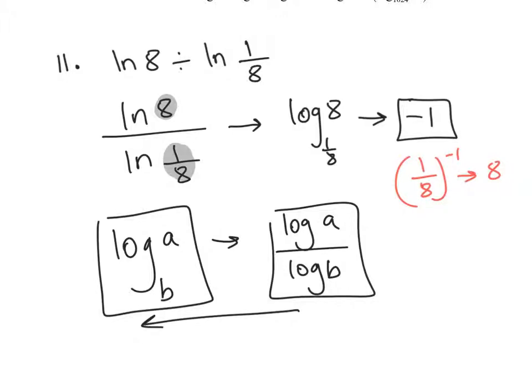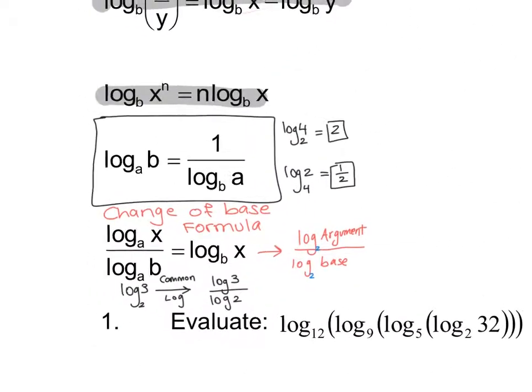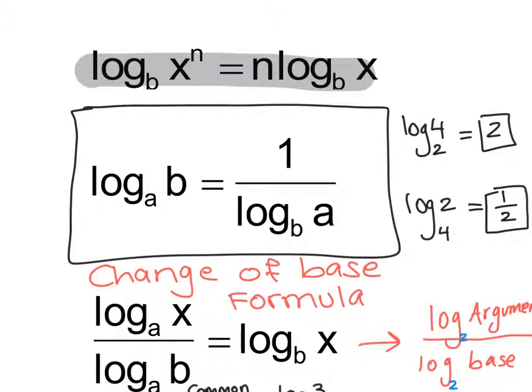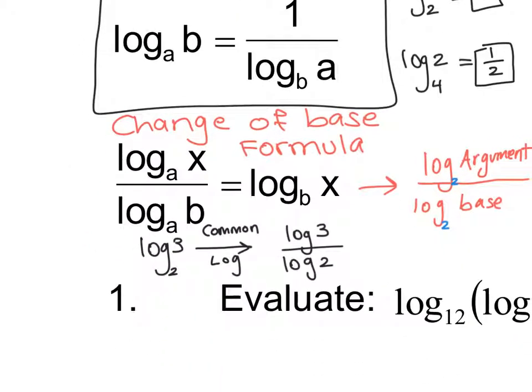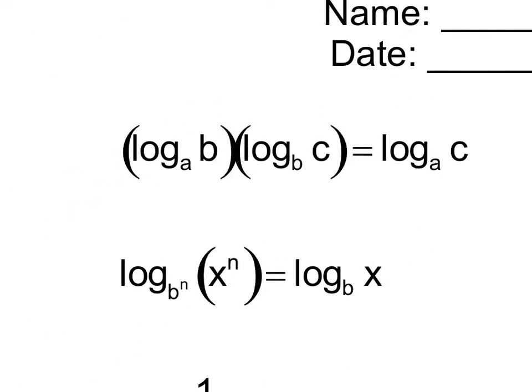Okay, let's go back to the properties. So far, how many new properties did we learn? 2. This is the first one. If I'm switching the argument and the base, I flip it. So log base a of b is 1 over log base b of a. And I learned the change of base formula. Now let's move on and put a star next to this. So this is extremely important. You see it a lot.